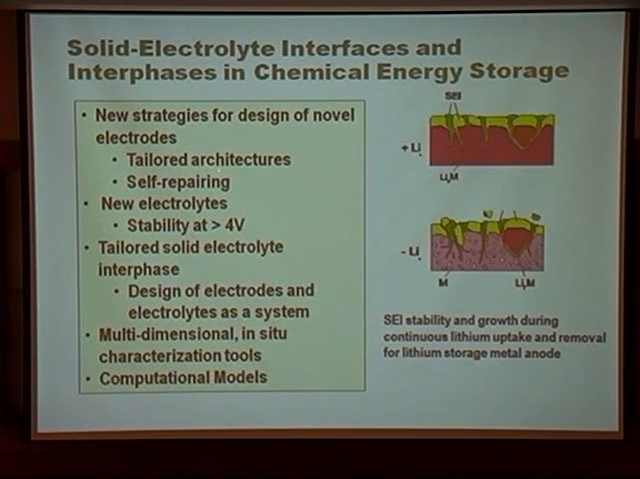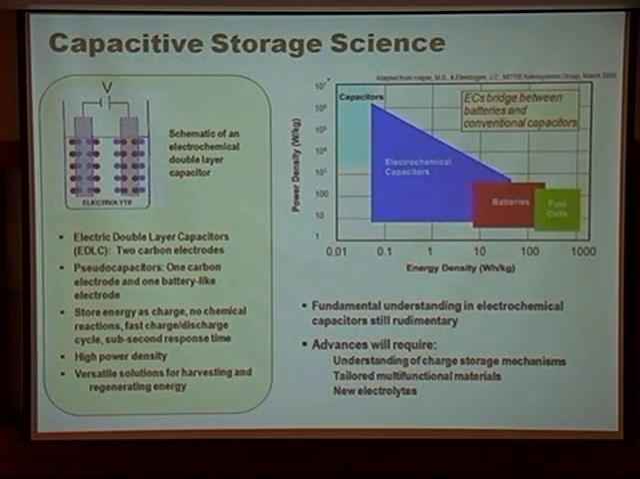So the idea is to come up with tailored architectures, self-repairing, come up with new electrolytes that go beyond 4 volts, because we're running these batteries really at the limit of thermodynamic stability. And then design electrodes and electrolytes as a system, okay? So you can get rid of these problems about the interface, this SEI interface that you have, where you get this irreproducible physical change. And be able to look at these, again, the same theme of in situ characterization tools and computational models.